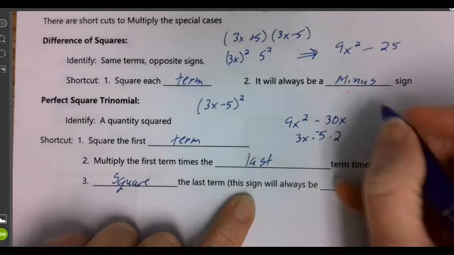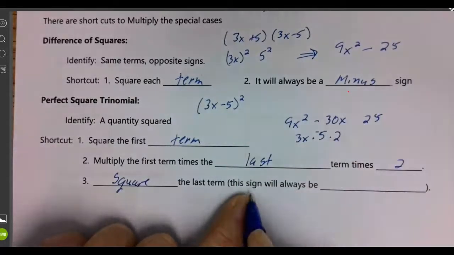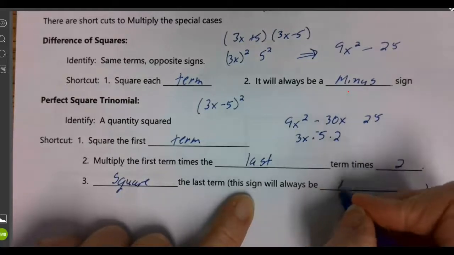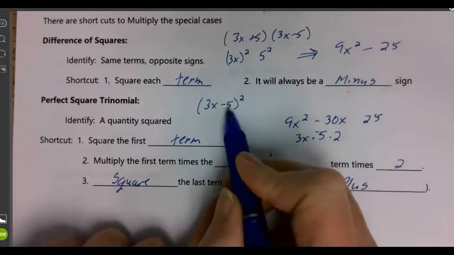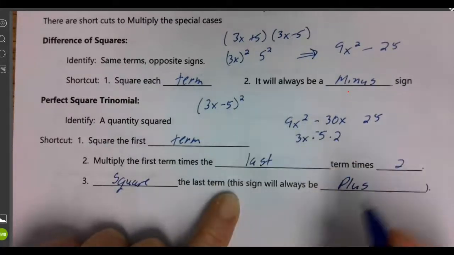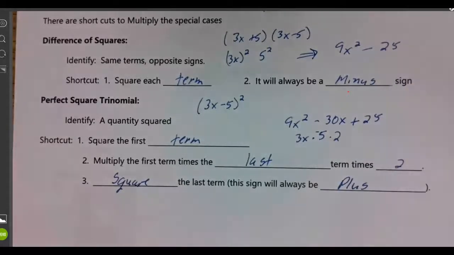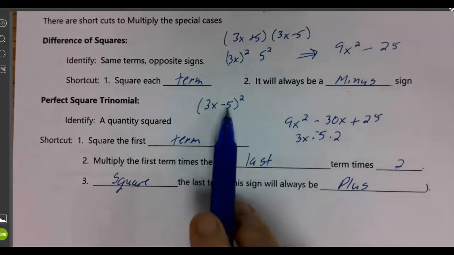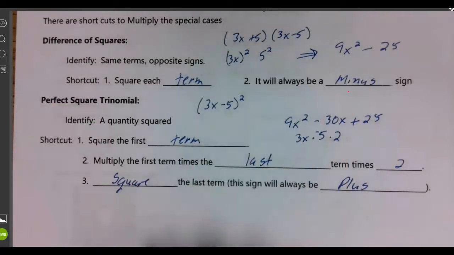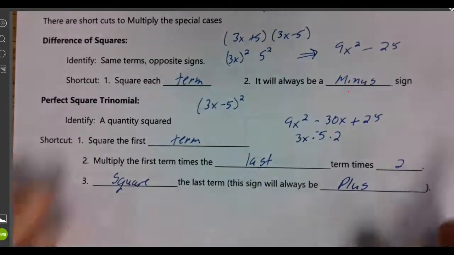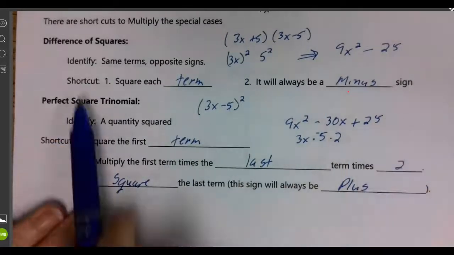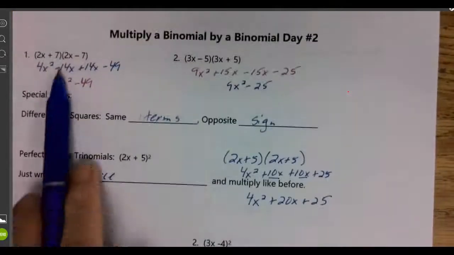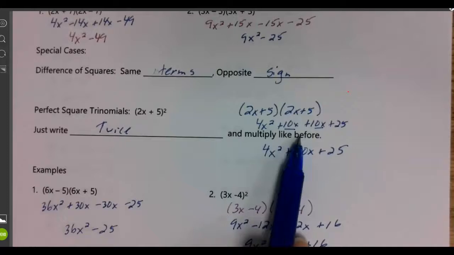Then I'm going to just square the last term. 5 squared is 25. The last sign will always be positive, will always be a plus, because I'm taking a negative times a negative, or a positive times a positive. So that will always be a plus sign. Okay? But I take and square the first term, take the first term times the second term times 2, that's my middle term, and I square the last term. Those are the shortcuts. If you don't remember these shortcuts, you're going to be fine, because this will always work, this will always work. Okay?